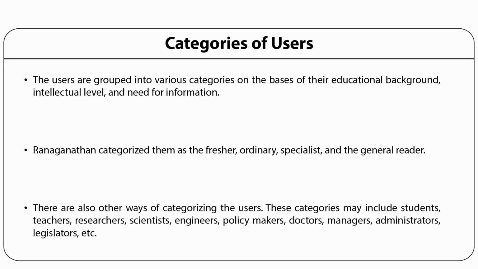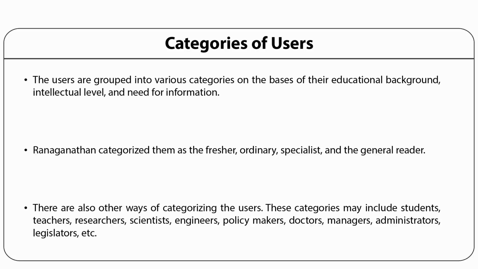There are also other ways of categorizing the users. These categories may include students, and students may be undergraduate students or postgraduate students or MPhil students or PhD students. Then there are teachers who can further be divided as a newly recruited teacher, experienced teacher, etc. There are researchers also who are experienced in making use of the library, or those who are new to this area. There are scientists who are very well aware as to what they really want information about, but at the same time they do not have adequate time to visit the library in search of information.